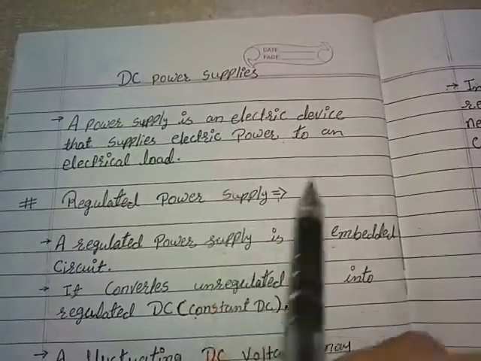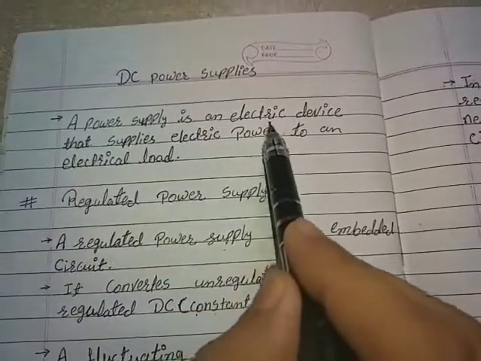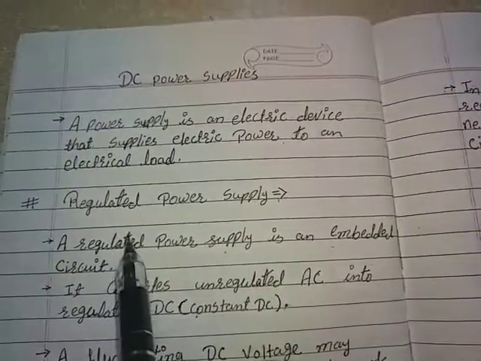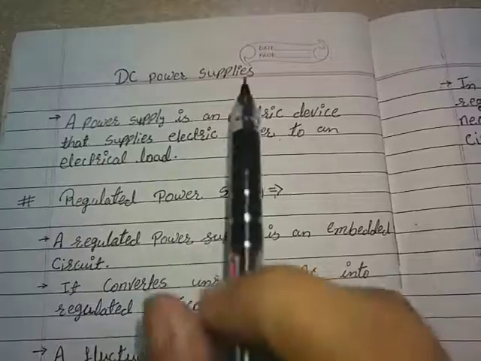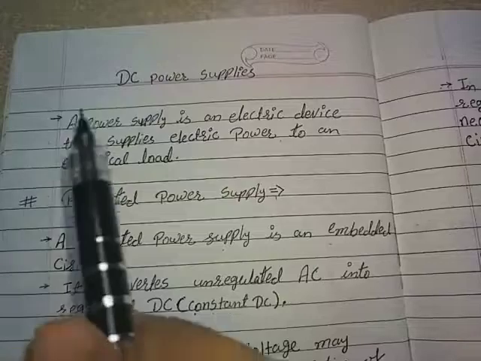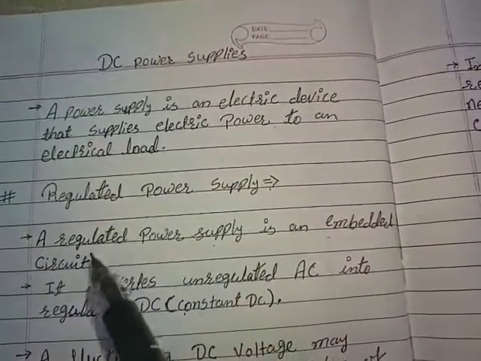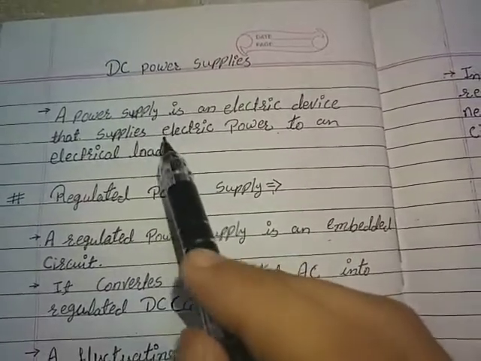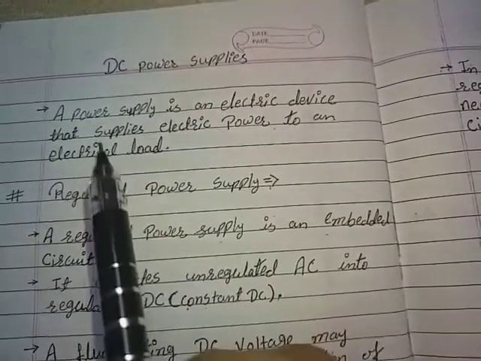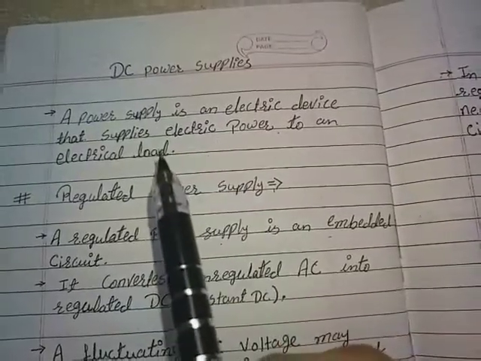Now what is power supply? A power supply is an electric device that supplies electric power to an electrical load. For example, a mobile charger. A mobile charger is a type of power supply which converts AC into DC and gives it to the mobile so that the mobile can be charged. What exactly does that charger do? It converts AC into appropriate DC, or we can say equivalent DC.